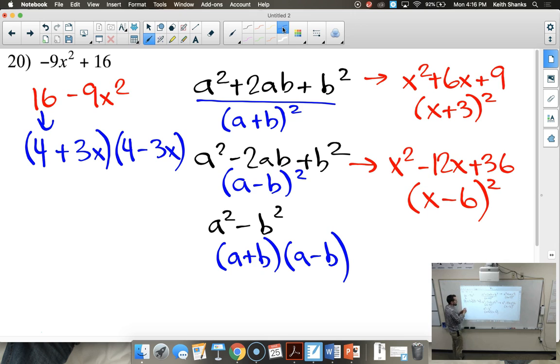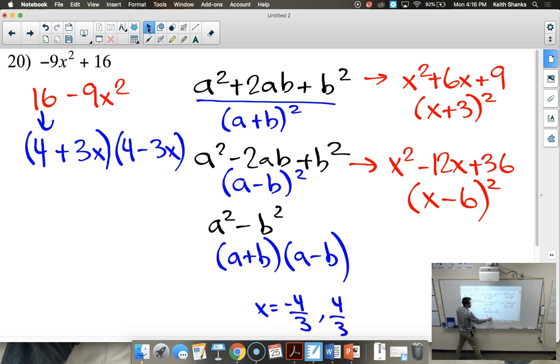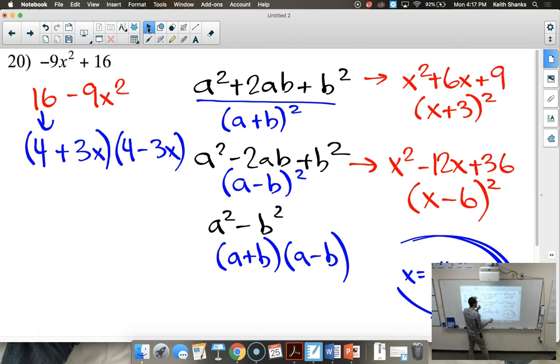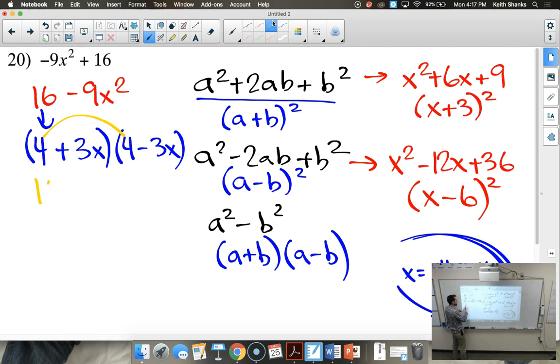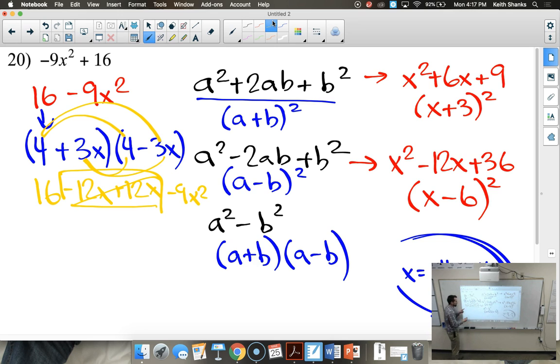Technically, your answer is x equals negative 4/3 and 4/3, because you have to set each one equal to 0 and solve. Okay? But I want to make sure that we see this. If I took not my final answer, which is what this is, but these factors, and I actually did FOIL, I want you guys to see how this one works out. I would have 16 minus 12x plus 12x, and you can see right here, these are going to cancel out, and then minus 9x squared. So you end up with the original term. Okay, so hopefully that's helpful.